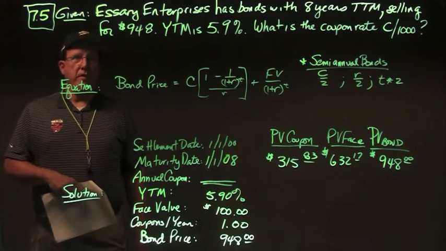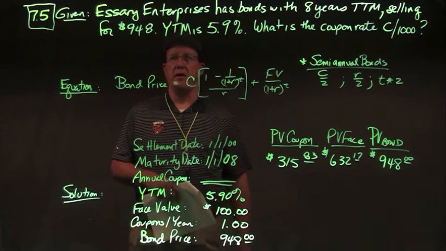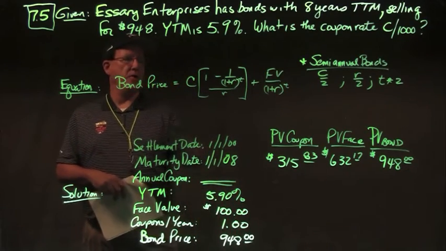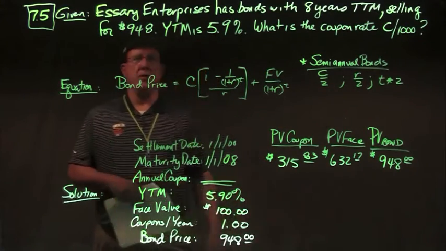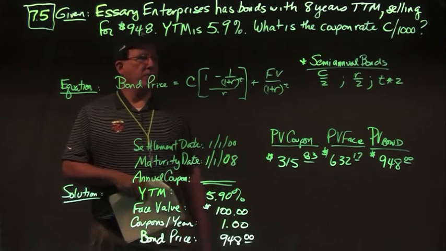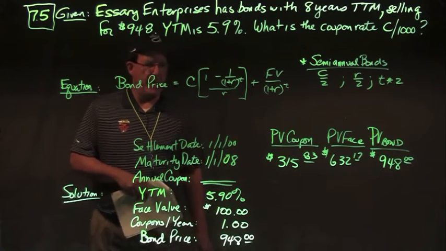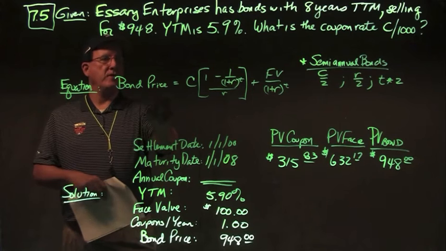In problem 7.5, we have Vessery Enterprise with bonds with 8 years time to maturity, selling for 948. These are annual bonds, so no need to adjust in the annual bond calculation. YTM is 5.9%. What is the coupon rate? So we're looking for C divided by 1,000 in this case. Bond price in this case is 948.